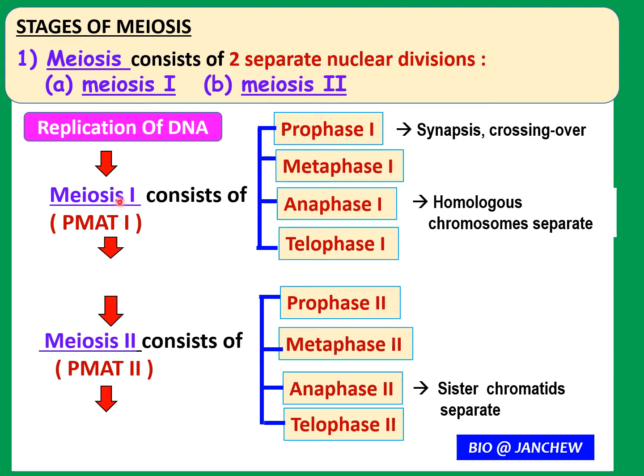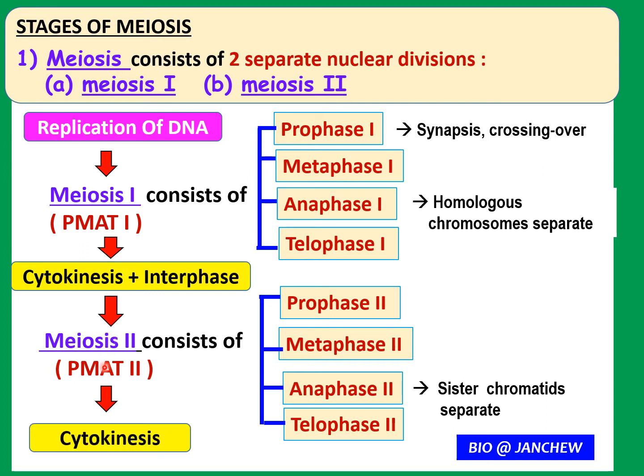After meiosis I, the cell will undergo cytoplasmic division, which is called cytokinesis. So after meiosis I or nuclear division, you have cytokinesis or cytoplasmic division. Then we have a short interphase, and then the cell goes into meiosis II. At the end of meiosis II, there is another occurrence of cytokinesis. So the two daughter cells formed after meiosis I will divide again and form four daughter cells in the end.